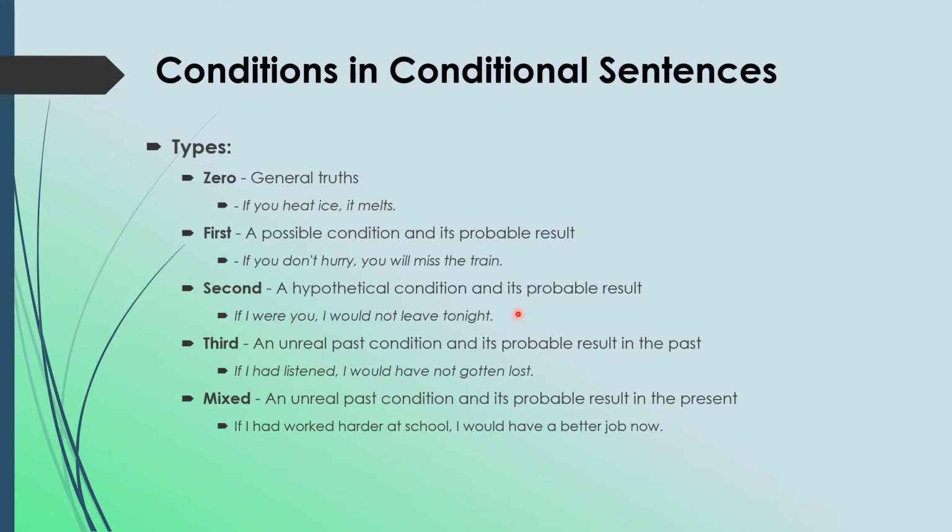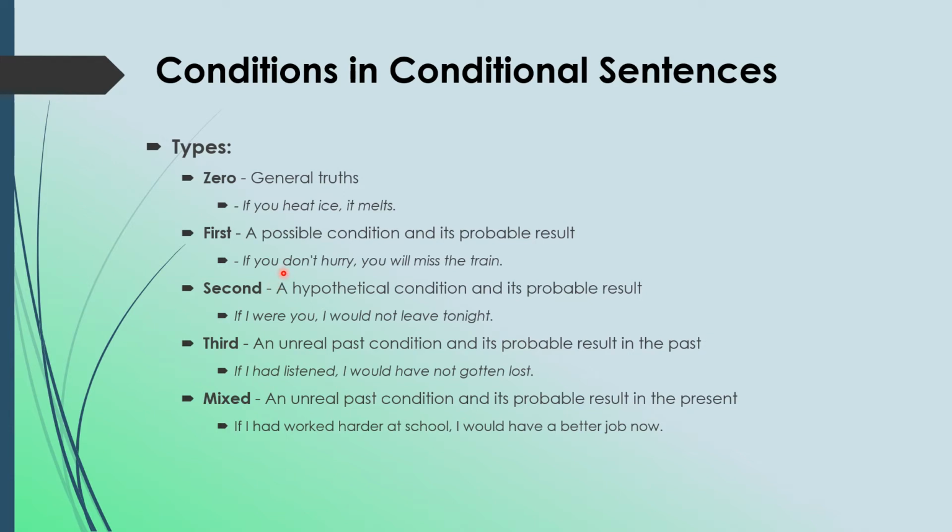Type 1, that is zero conditional. Zero conditional talks about general truths. So they are very basic. For example, if you hit ice, it melts. And then first conditional, a possible condition and its probable result. So that is pretty much basic. And we have this example: if you don't hurry, you will miss the train. So that is pretty simple and pretty genuine.